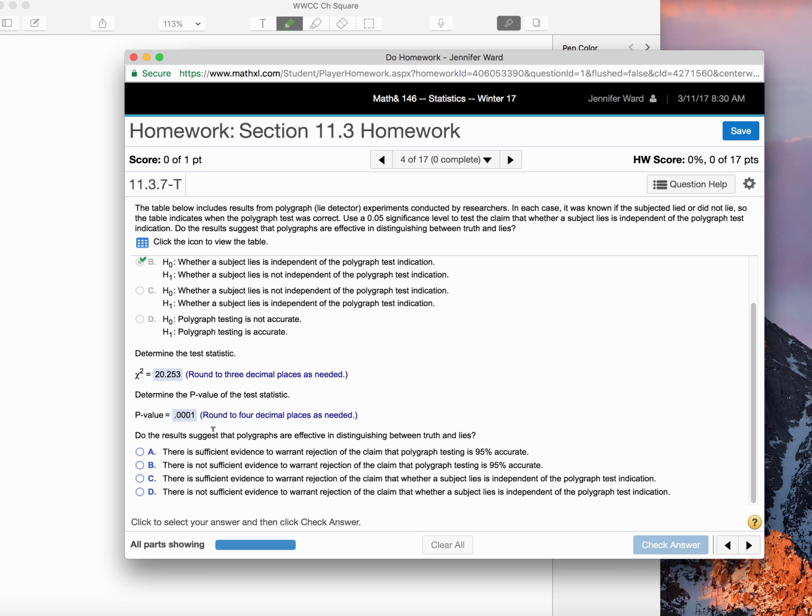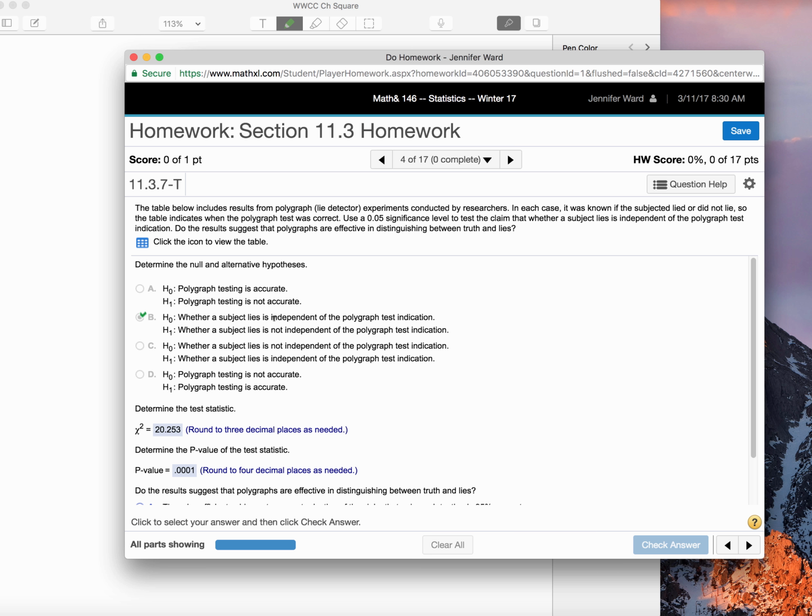And then the last part, do the results suggest that the polygraphs are effective in distinguishing between truth and lies? So let's go back to our hypotheses. The null hypothesis says that whether the subject lies is independent of the polygraph test indication. So what does that mean? It means that if the subject is lying, then the polygraph test are going to have no effect on one another. So that's kind of a bad thing, actually. You would hope that the polygraph test would be a result of whether the subject is lying or not. Like it can pick up that the person is lying. So if there's independence, it means that they operate independent of one another. What happens with the polygraph test has no bearing on what the subject did.